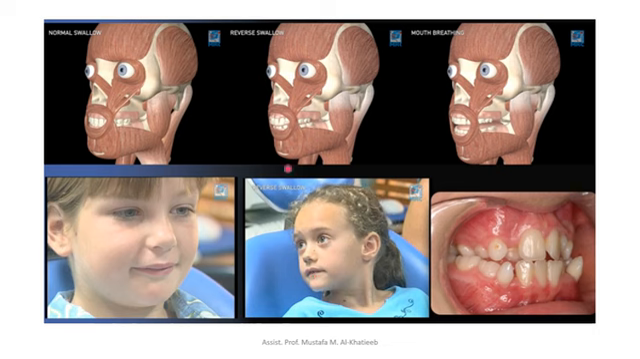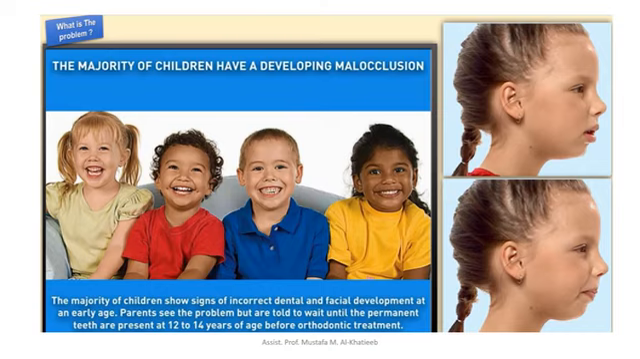If there is any reverse swallowing or mouth breathing habit, the majority of children have a developing malocclusion, and they show signs of incorrect dental and facial development at an early age. Parents see the problem but are told to wait until the permanent teeth are present at age 12 to 14 before orthodontic treatment. So all those children have a bad habit, whether they are mouth breathers or they have reverse swallowing.